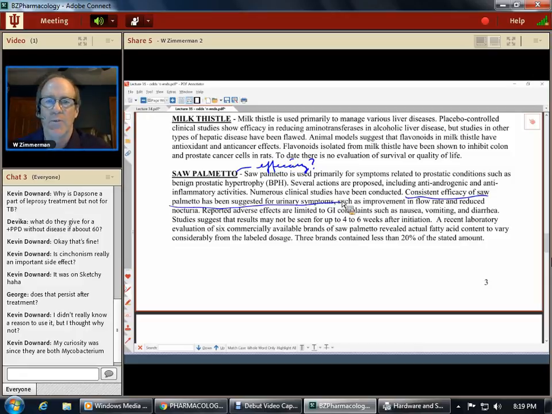Recent laboratory evaluation of 6 commercial brands of saw palmetto revealed the actual fatty acid content varied considerably. 3 brands contained less than 20% of the stated amount. So what are you buying? And it wasn't necessarily that it was poorly made. It might have just been a different area where it was grown, where it was taken from.